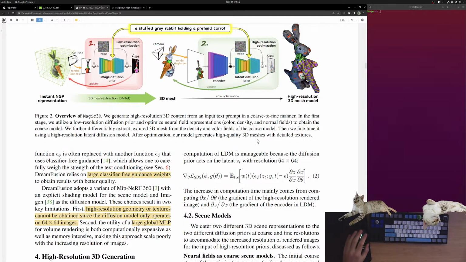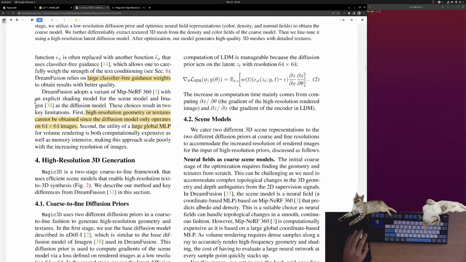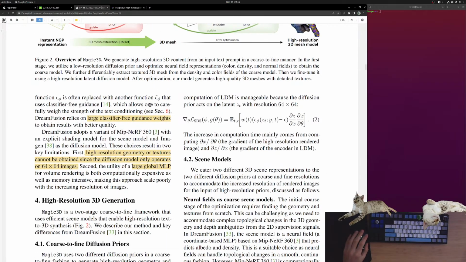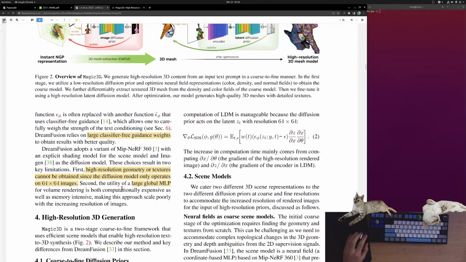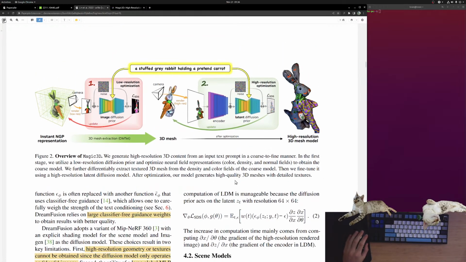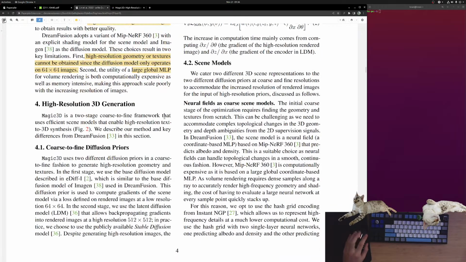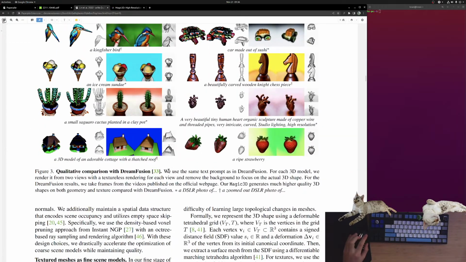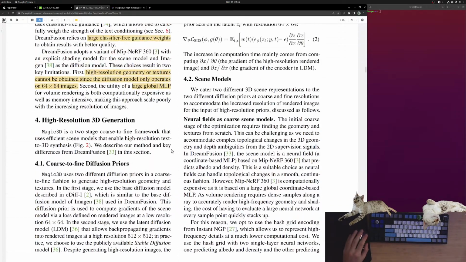All right, we're back. Okay, so let's look at high resolution 3D generation. Let's not go to figure 2 just yet. I think let's go there once we start looking at the different parts of this. But let's continue here with section 4, high resolution 3D generation. So Magic3D is a 2-stage coarse-to-fine network that uses efficient scene models that enable high-resolution text-to-3D synthesis. We describe our method and key differences from DreamFusion in this section.